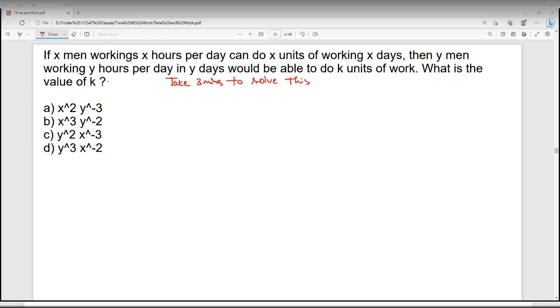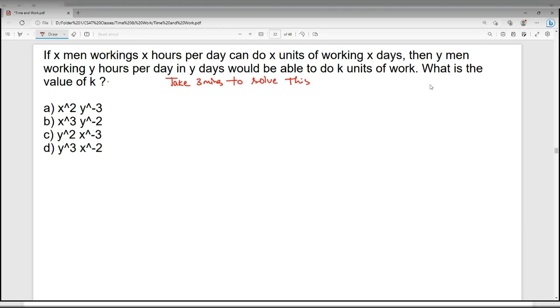The time is up. Please select the options that you have got. So around 50% have got option D, option A around 33%, and option B 17%. Let's see how to solve this.